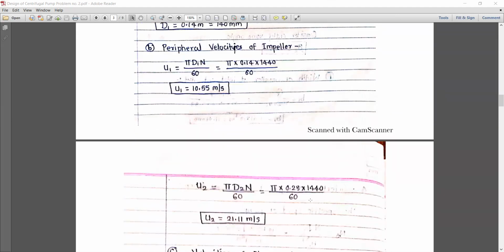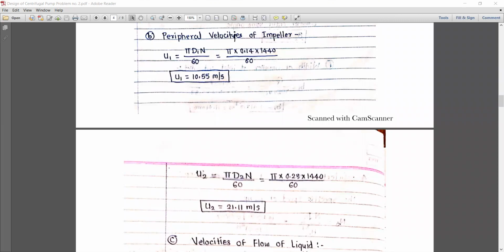Now next one, peripheral velocities of impellers. First, U1, the peripheral velocity, is pi D1 N divided by 60. Putting all the values, the peripheral velocity U1 is equal to 10.55 meter per second. The peripheral velocity at outlet, U2, is equal to pi D2 N divided by 60. It is 21.11 meter per second.